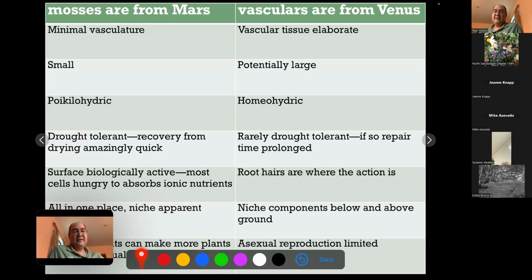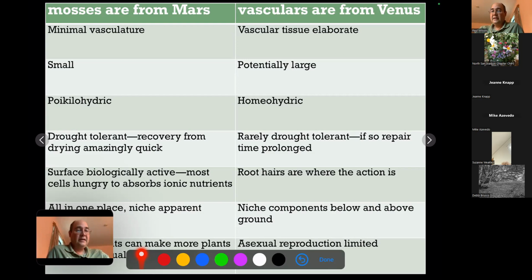Another thing that's maybe a little bit harder to pin down, but I think of bryophytes as having the niche more or less all in one place. You can pretty much see it. Whereas the niche of a vascular plant, a lot of it's underground, you can't see it. And a lot of it has to do with early stages of life as well. I think much less so for bryophytes.